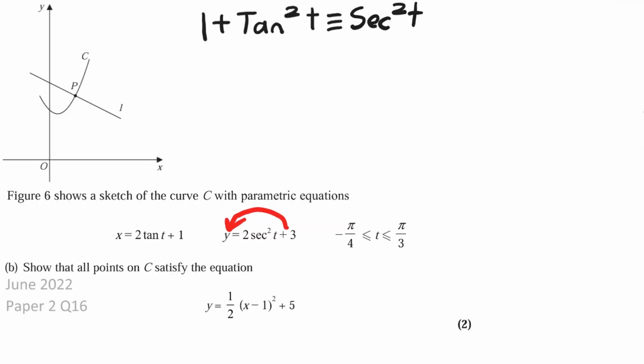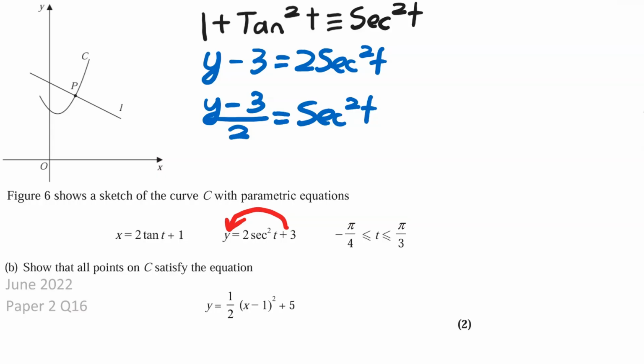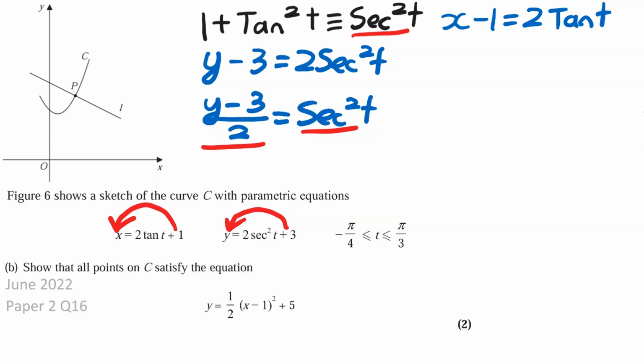So this plus 3, if we move this to the other side, we get that y minus 3 is equal to 2 sec squared t, and then if we divide both sides by 2, we get that y minus 3 over 2 is equal to sec squared t. So for this sec squared t here, we can sub in this y minus 3 over 2, so that's good. And then if we look at the x parametric equation, we have this tan here, so this plus 1, if we move this to the other side, we get that x minus 1 is equal to 2 tan t, and if we divide both sides by 2, we get that x minus 1 over 2 is equal to tan t, okay? Now be careful because this is a tan t to the power of 2 here, so if we're going to sub this in, we need to raise this here to the power of 2.